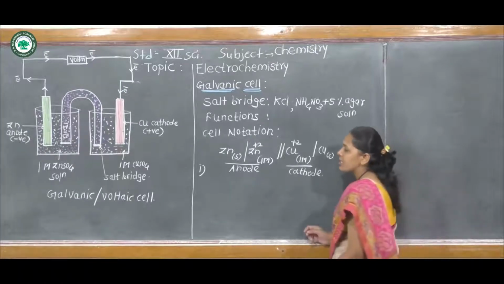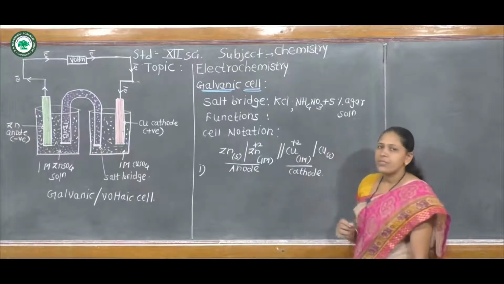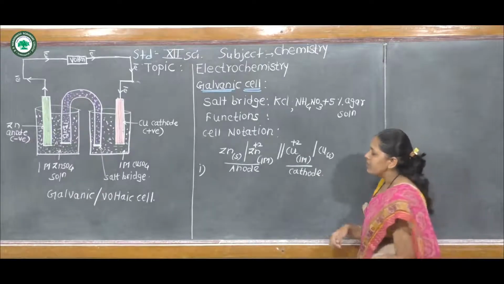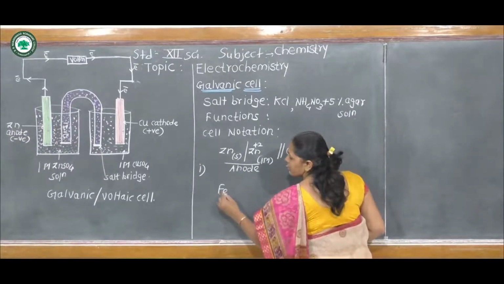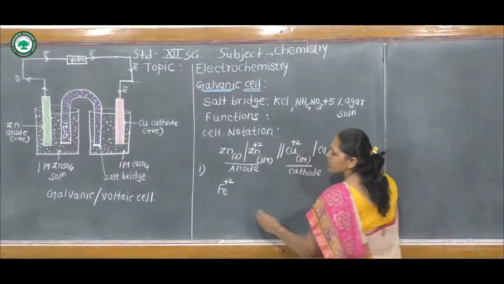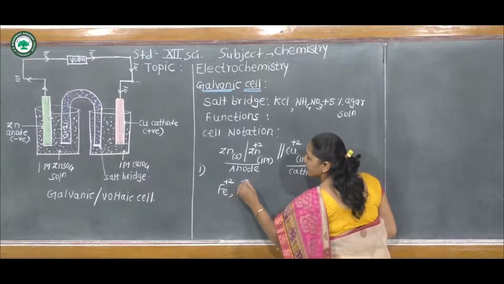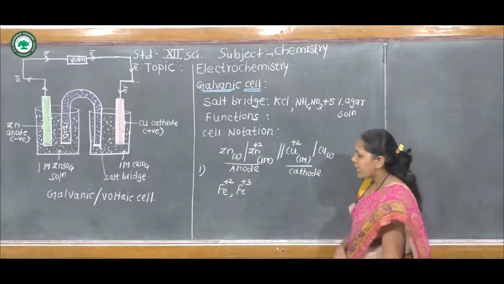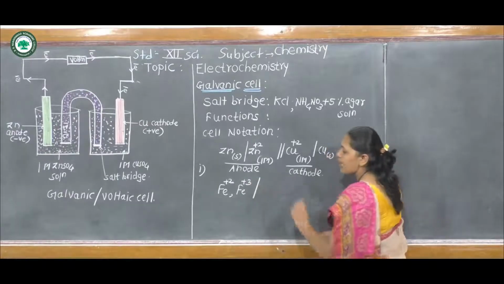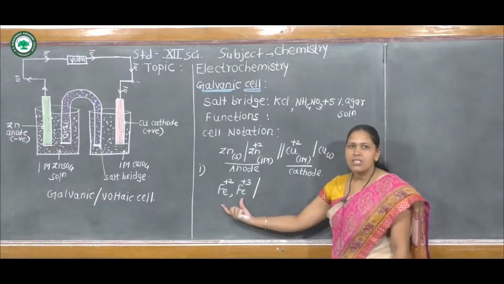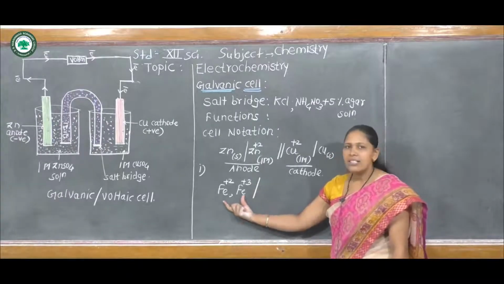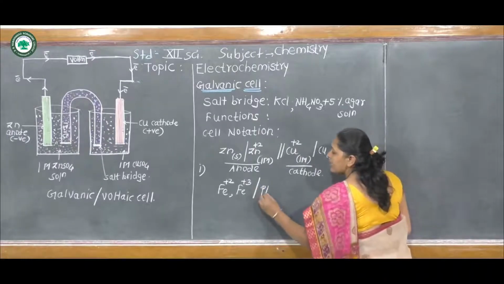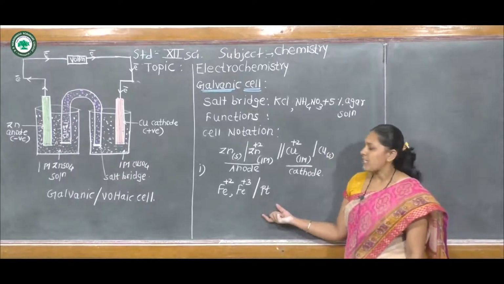Then the next rule is, if solutions of two valency states are available, for example Fe2+ ion and Fe3+ ion, aqueous solutions of both these ions, then such solutions of two valencies are separated by a comma, and then the electrode, that is the platinum electrode.